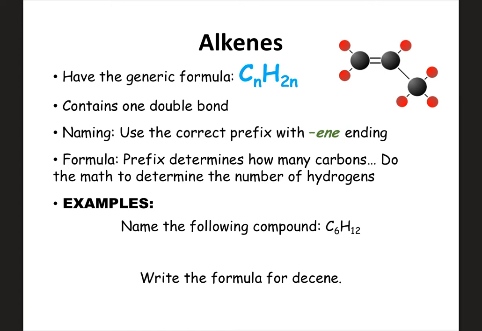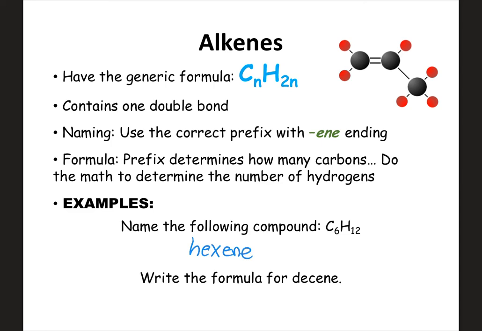So if we do these examples, C6H12, the first thing I notice here is that there are 6 carbons, so the prefix for that would be hex. And then I look at the number of hydrogens. To get 12 from 6, all I did was take 6 times 2. So that tells me this is an alkene because alkenes' hydrogens are just times 2. So I end this in ene.